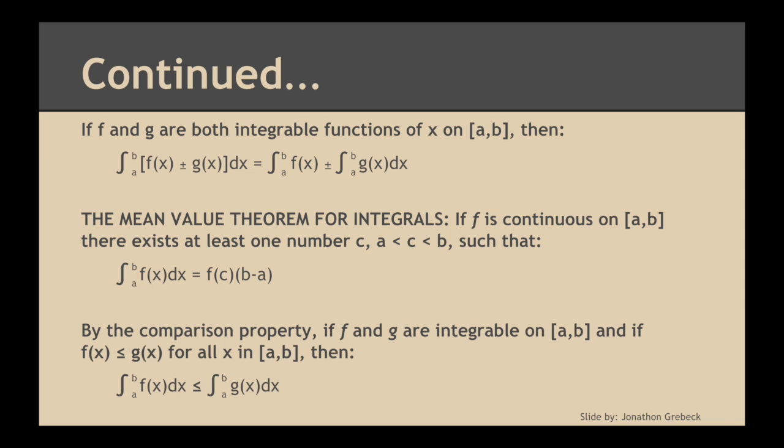The mean value theorem for integrals. If f is continuous on a to b, there exists at least one number, c, that is greater than a and less than b, such that the integral of f of x dx from a to b is equal to f of c times b minus a.